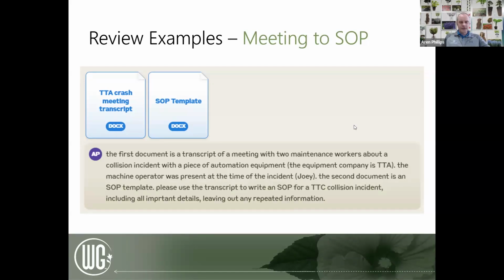First document, it's a transcript. Okay, cool. Explaining what's going on in the meeting. The second one is the SOP template. And then I said, please use the transcript of this meeting information and write an SOP. And that's actually a typo, TTA collision incident, including all important details, leaving out any repeated information.